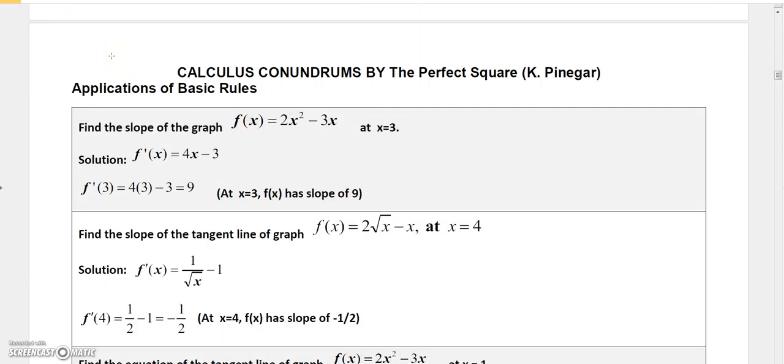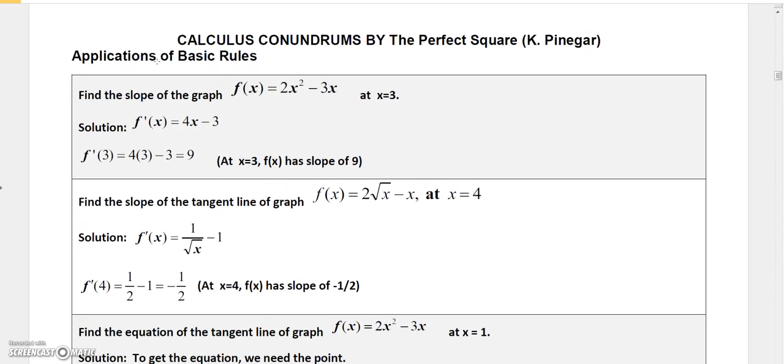Now I'm focusing on mostly just how to find the derivatives in these calculus conundrum videos, but I'll go ahead and show you just a couple of applications here. If you're asked to find the slope of a graph, then you want to find the derivative of the graph. So if I'm asking you to find the slope of this function, then you get the derivative. Now I'm going to assume that you can get the derivative. If not, practice this on scratch paper and show that the derivative of this function is 4x minus 3 here.